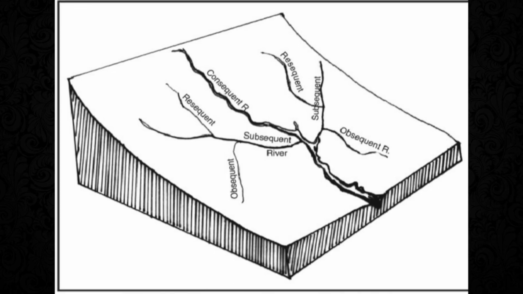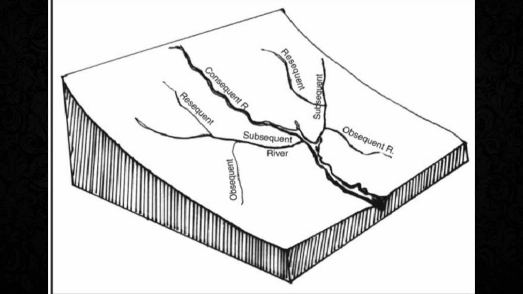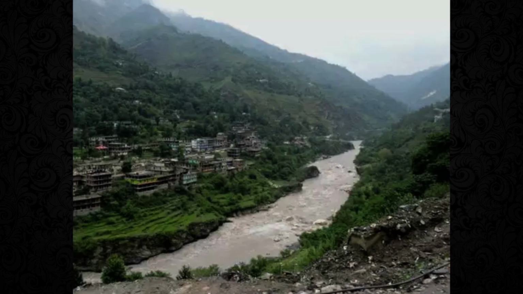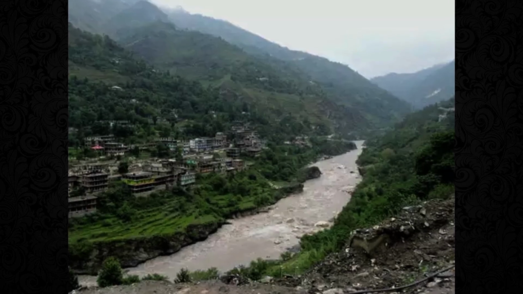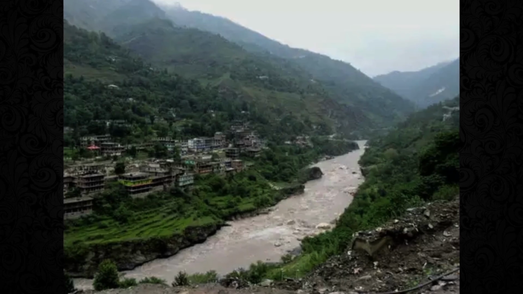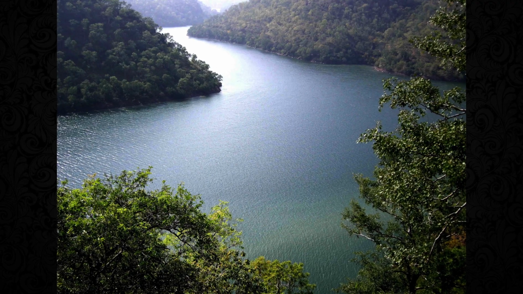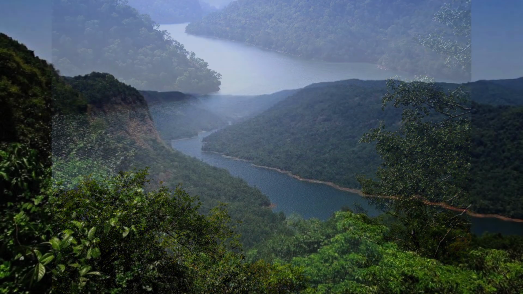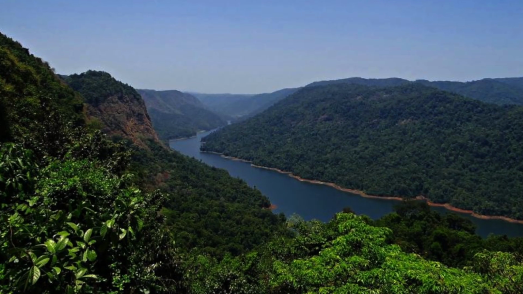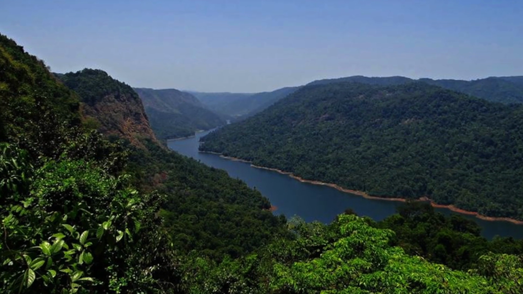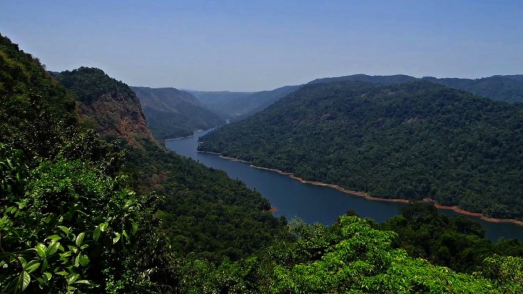Consequent streams. A stream in which the direction of flow is controlled or dependent upon the original slope of the land is known as a consequent stream. Consequent streams are the first streams to originate in a particular region. These streams have their courses in accordance with the initial slope of the land surface. In other words, consequent streams follow the regional slope. The longest stream of the whole system of consequent streams is called the master consequent.